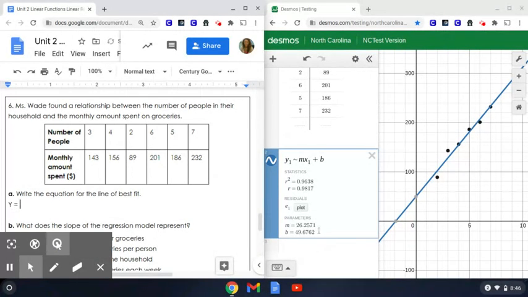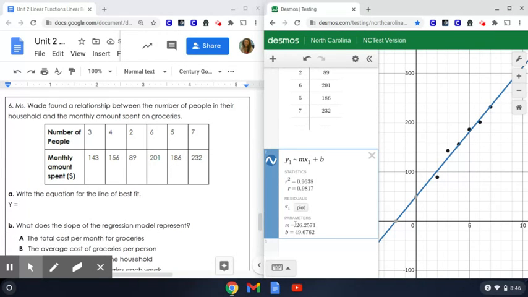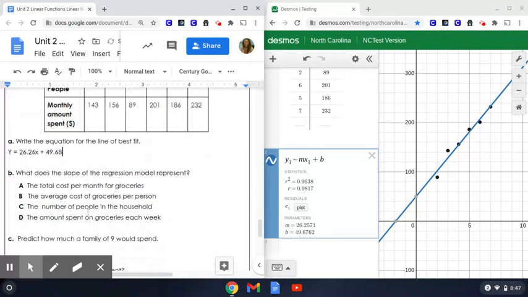Okay. So the equation for the line of best fit is going to be y equals, and we use our slope. So the m here is our slope, so 26, and we can round that to 26.26. And remember, it's mx, so we're going to put the x there. And the b value from the line of best fit is 49.68 if we rounded it. So that is the equation for the line of best fit.